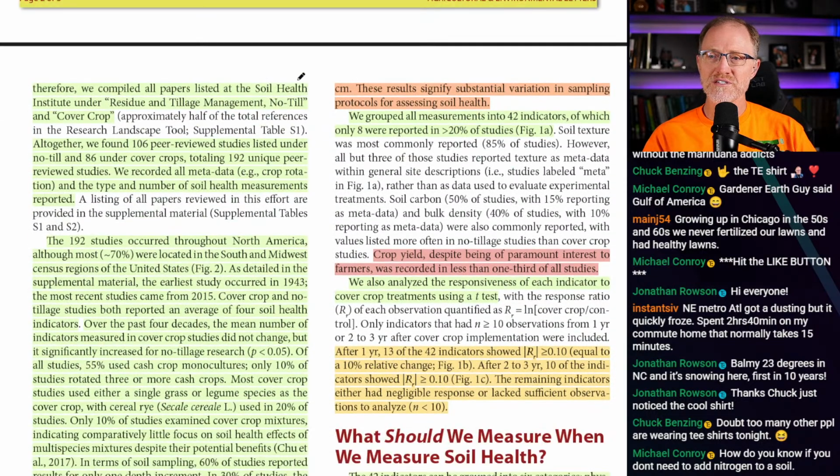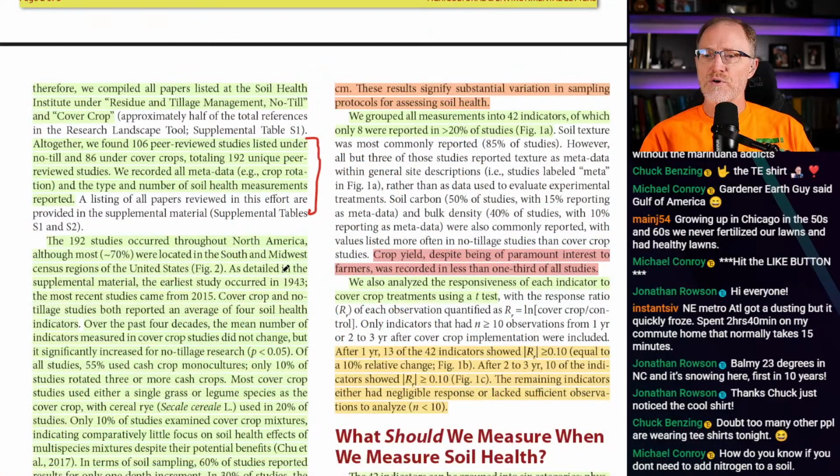Therefore, we compiled all papers listed in the Soil Health Institute under residue and tillage management, no-till, and cover crop. Altogether, we found 106 peer-reviewed studies listed under no-till and 86 under cover crops, totaling 192 unique peer-reviewed studies. We recorded all metadata and the type and number of soil health measurements reported. Remember, meta-analysis is taking in data from a number of other publications and other projects and amassing them into a single paper and then running data on that. That's the reason we have more confidence in meta-analysis than we do any other single paper.